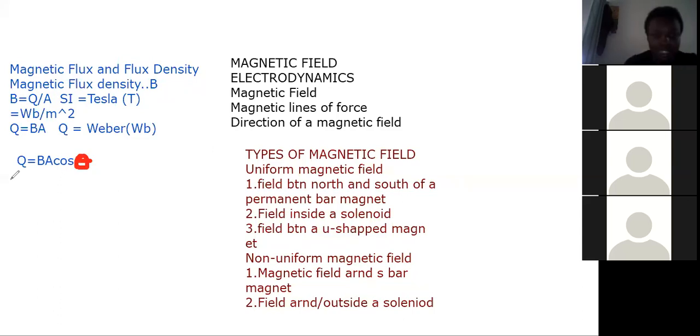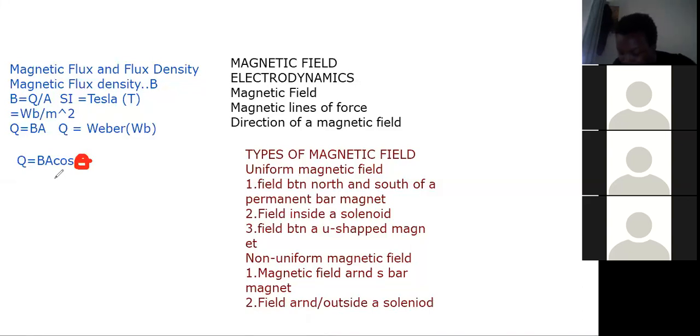So this is equal to BA cos theta. That is when an angle is considered, considering the directions and so on. So we have psi is equal to BA cos theta, and the flux now becomes BA cos theta. So these are 1 or 2 things we have to consider. Let's solve some 1 or 2 questions.